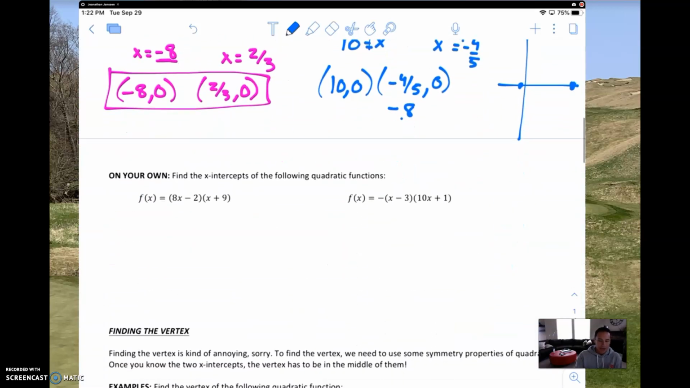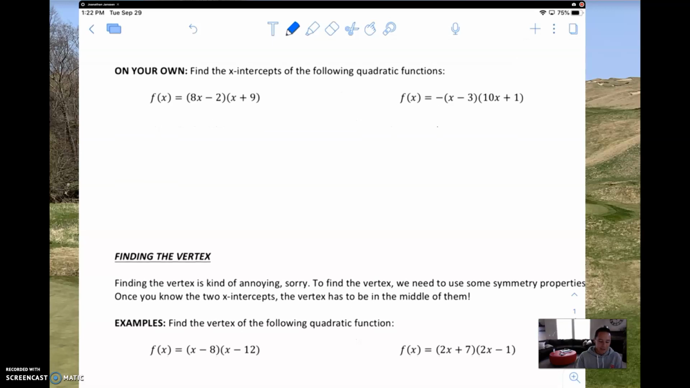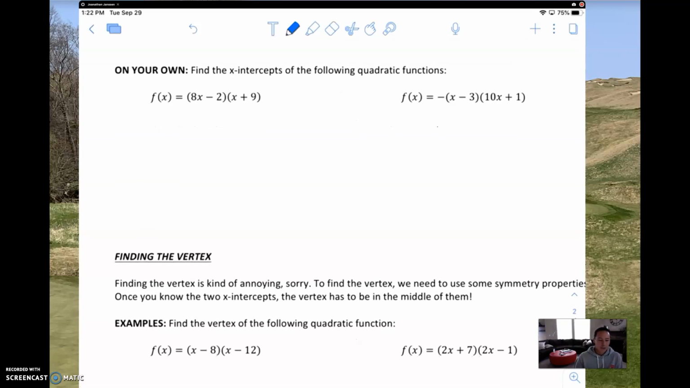Go ahead and try the next two on your own. Make sure you're really, really good at finding the x-intercepts because that's the purpose of factored form. So make sure you can find those on your own. When you're all done, come on back and then we will show you how to find the vertex.